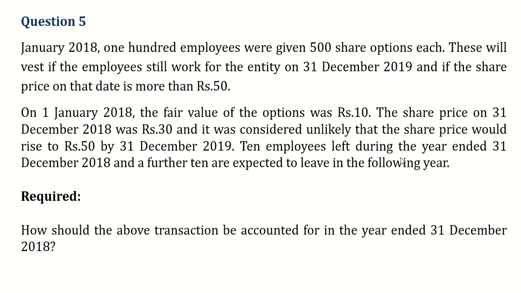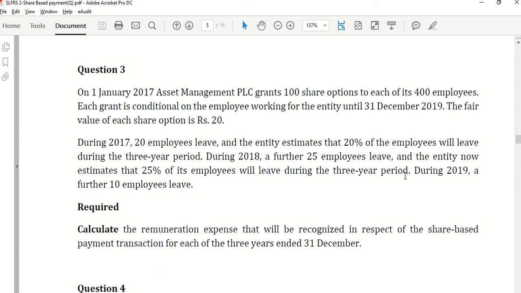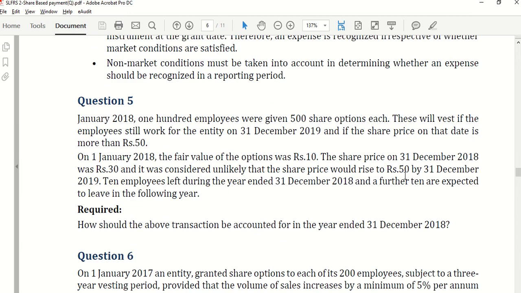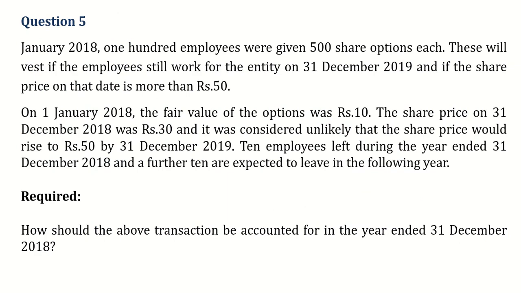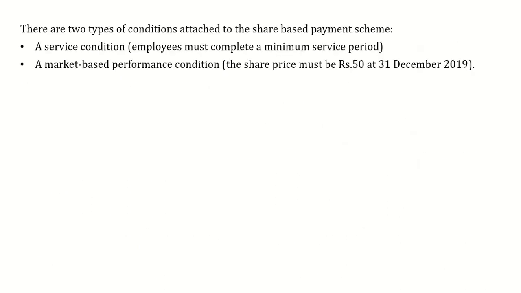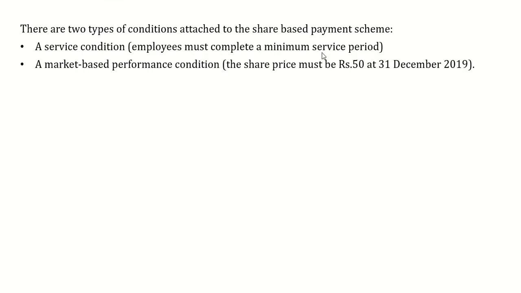10 employees left during the year ended 31st December 2018 and a further 10 are expected to leave in the following years. දැන් මොකද කරන්නේ? If you look at this question, the question number 5, you can identify there are two conditions. මේක ඇතුළේ තියෙනවා conditions දෙකක්. එකක් මොකද්ද, service condition. What is the service condition? Employees have to work for 2 years.